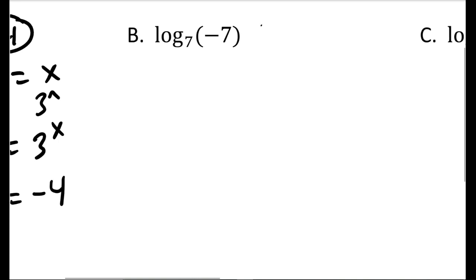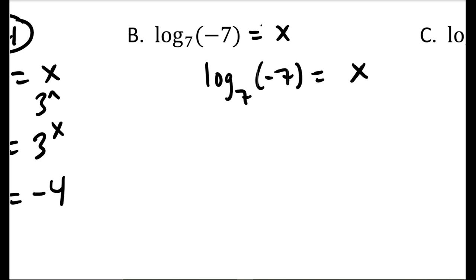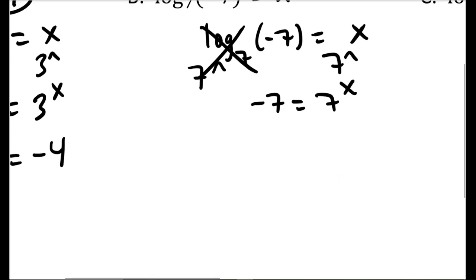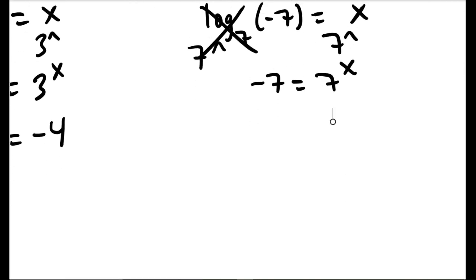For B, I'm going to set this equal to x and then solve that per usual. So we have to get rid of the log base 7. We're going to do 7 raised to both sides to cancel out that log base 7. That gives me negative 7 equals 7 to the x power. Is there any way to get an exponent so that 7 raised to that exponent gives you a negative number?